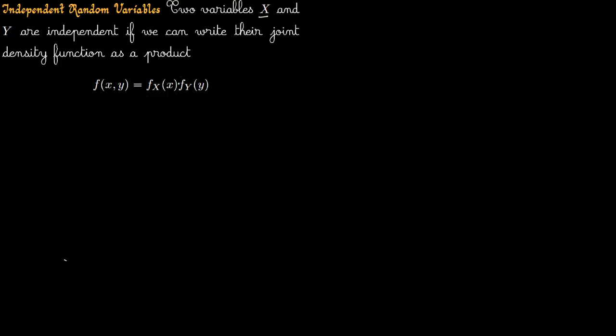Now we talk about independent random variables. So two variables x and y are independent if we can write their joint density function, so this is the joint density function of random variables x and y, as a product of the density function of random variable x times the density function of random variable y. So let us do an example.